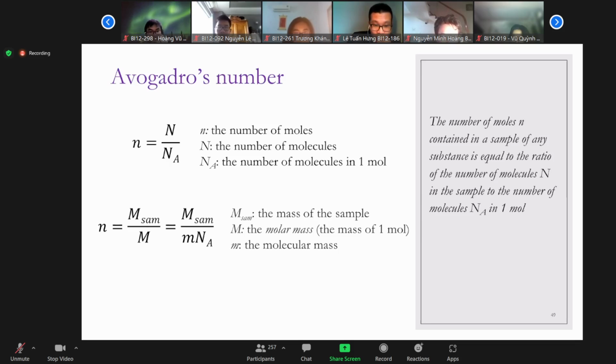And the number of moles can also be calculated using the mass. We have the m-sample here, which is the mass of our gas sample. We know the mass of our gas sample. The big M here stands for the molar mass. So the molar mass is actually the mass of 1 mole. Then the small m is the molecular mass.